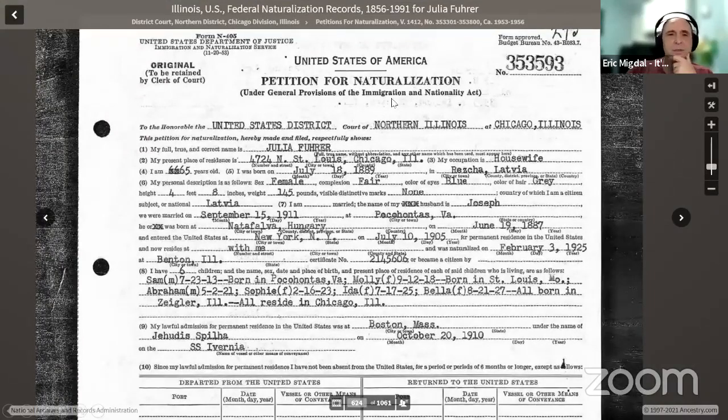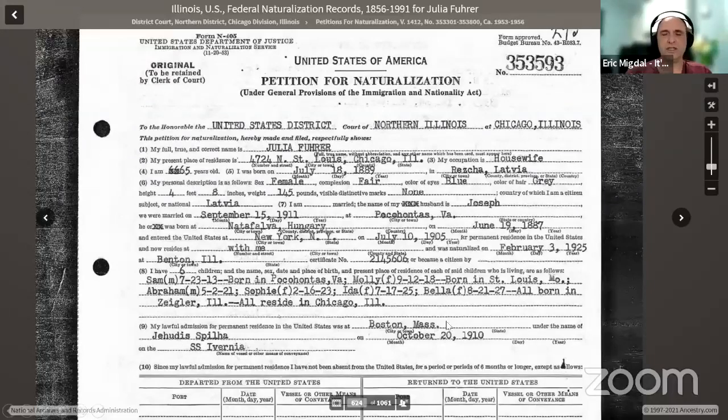Here is Julia's petition for naturalization. I was lucky to find this because now it tells me when Joseph and Julia got married, September 15, 1911, in Pocahontas, Virginia, where their son Sam was born a couple of years later. And then they moved to St. Louis, because now we see Molly was born in St. Louis. And then they moved to Chicago, because all the other children were born in Chicago.